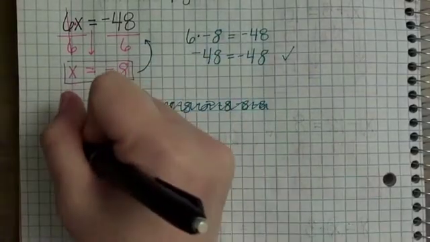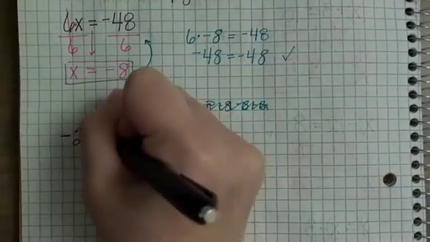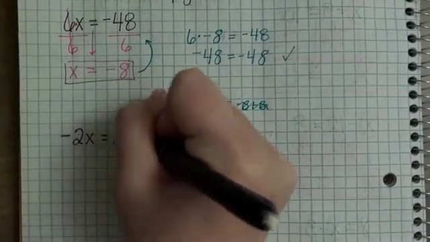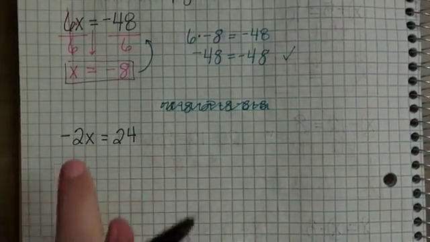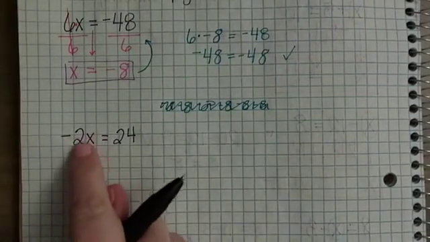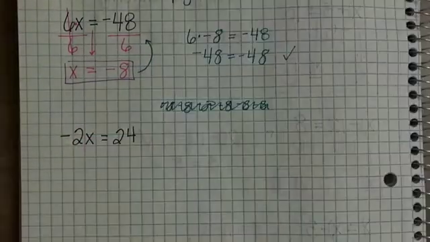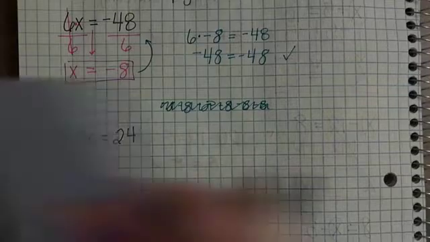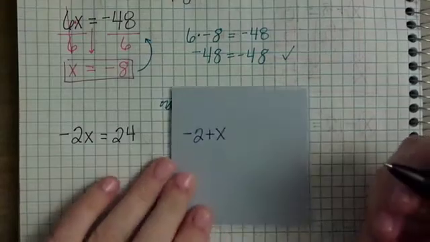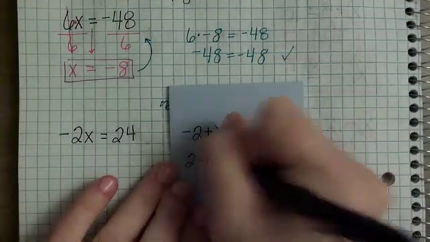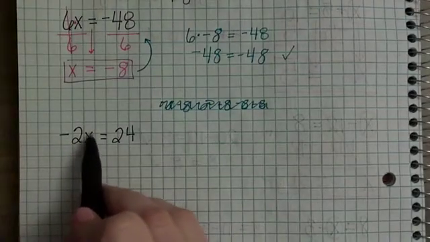Okay, now this one, negative 2x equals 24. This is always the one that messes people up the most. Notice, it's negative 2 right next to a variable. It is not negative 2 plus x. It's not 2 minus x. It is a negative 2 right next to the variable.